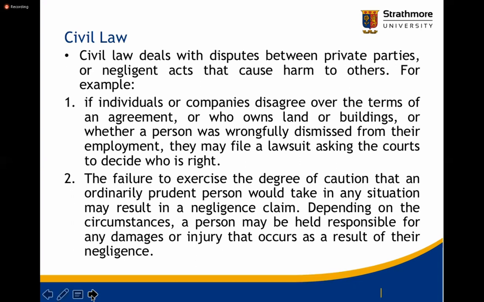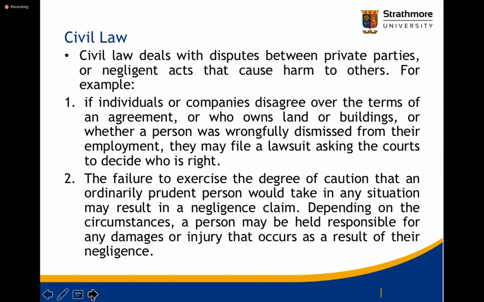Civil law now. We have crossed over to civil law. What then is civil law? Civil law is usually just defined as anything else that is not criminal. Anything else that does not fall under criminal law will automatically fall under civil law. So civil law deals with disputes between private parties or negligent acts that cause harm to others. So any non-criminal action will fall under civil law. Can you imagine how wide civil law is? You take the body of law, you subtract criminal law, what you're left with is civil law. So civil law is very wide.